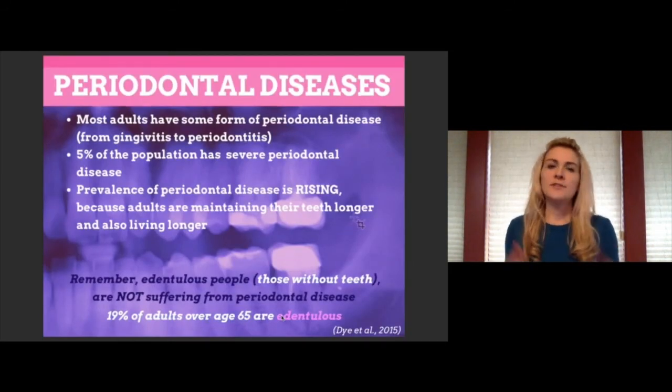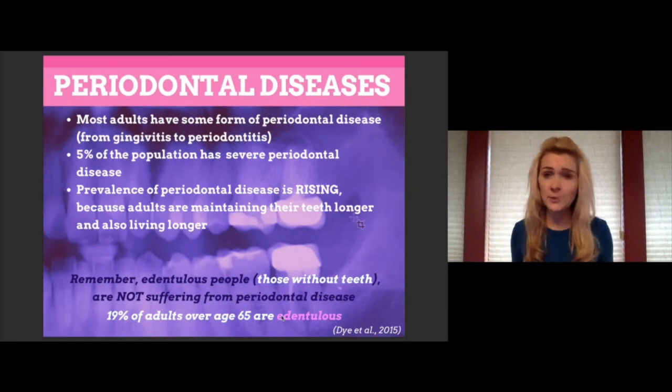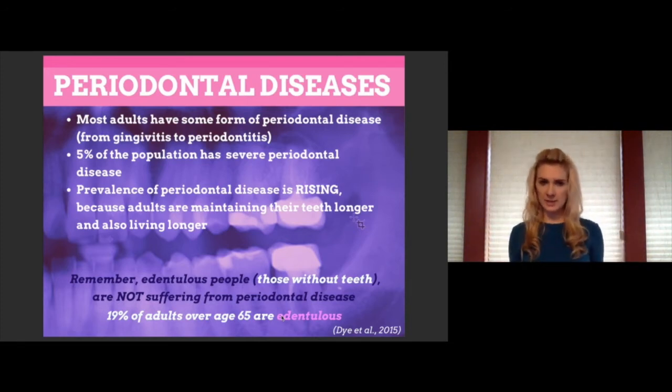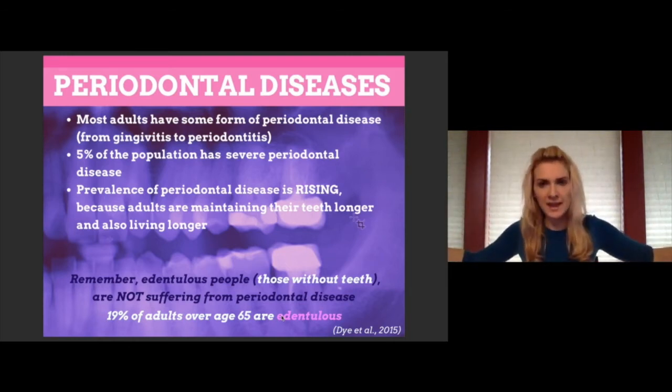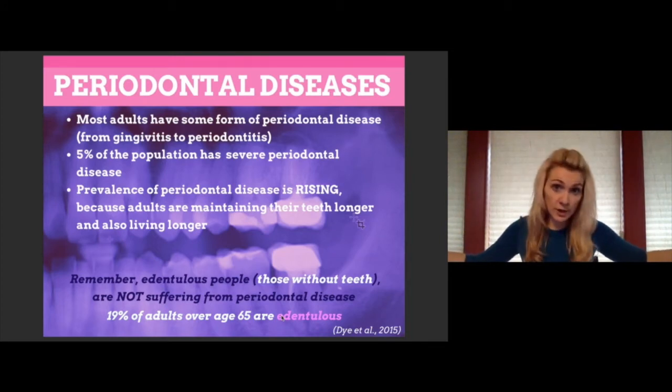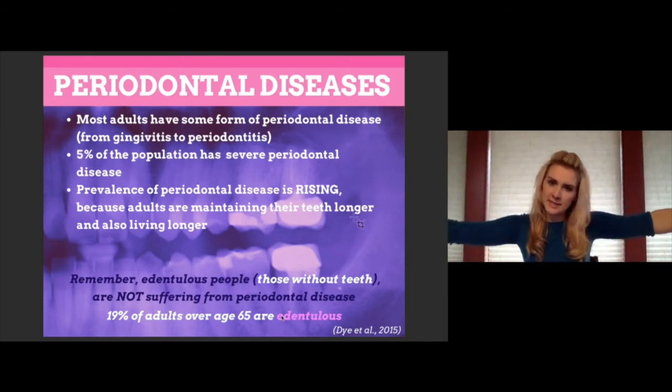Most adults have some form of periodontal disease. That's right, from gingivitis to periodontitis. It's all of us, even those of us who take really great care of our teeth and our gums. 5% of the population has severe periodontal disease. Now, just keep in mind, the prevalence of periodontal disease is rising because adults are maintaining their dentition and their teeth for longer spans during a life course. But also, people are living longer. So that means the burden of periodontal disease is increasing.